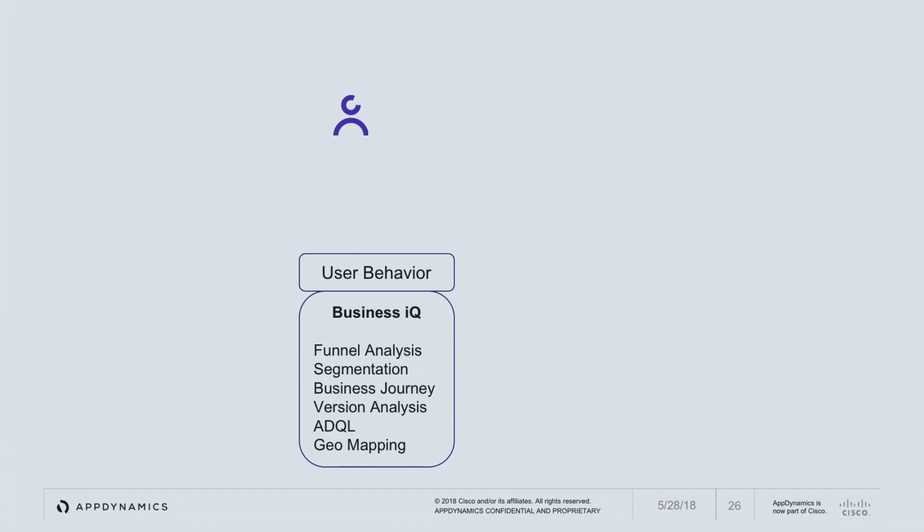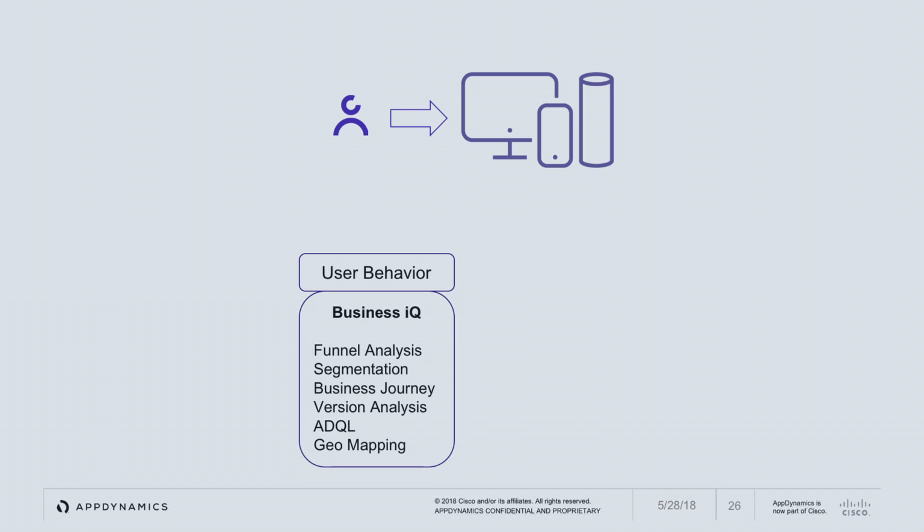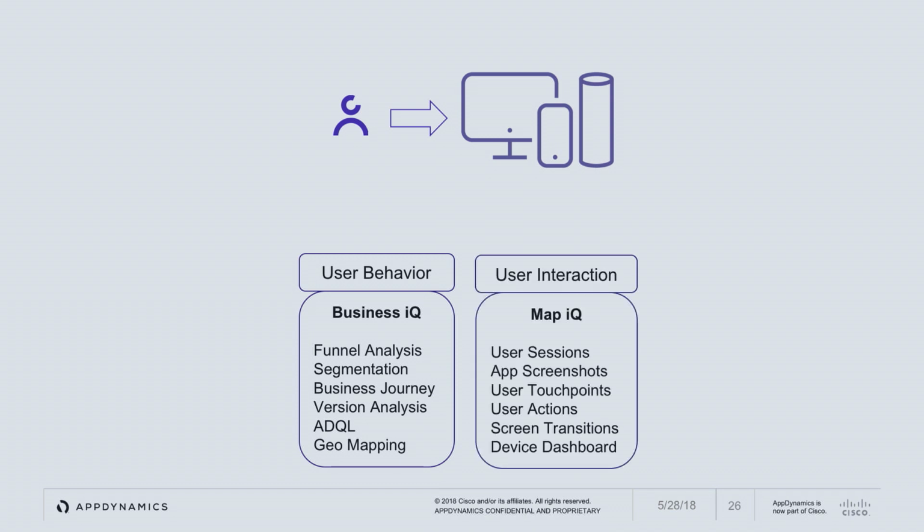So we looked at the user behavior, and we understood what the user is doing. The next thing is that these users are interacting with the application. They are interacting with the screens on one of these devices. So we should really understand the user interaction. For this user interaction piece, we should look at user sessions or user journeys, application screenshots. We should also look at user actions, screen transitions, device dashboards, things like that. Things that would help us understand exactly what an individual user is doing on my application.